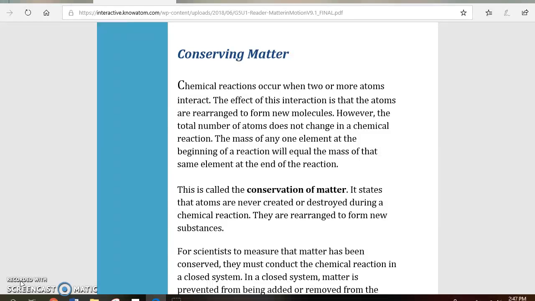Conserving matter. Chemical reactions occur when two or more atoms interact. The effect of this interaction is that the atoms are rearranged to form new molecules. However, the total number of atoms does not change in a chemical reaction. The mass of any one element at the beginning of a reaction will equal the mass of that same element at the end of the reaction. This is called the conservation of matter. It states that atoms are never created or destroyed during a chemical reaction. They are rearranged to form new substances.